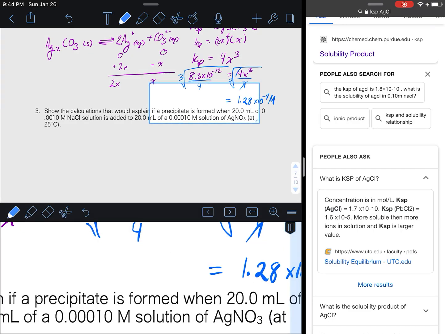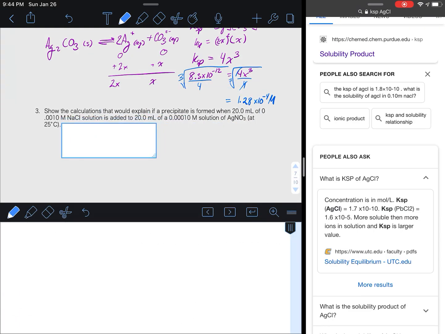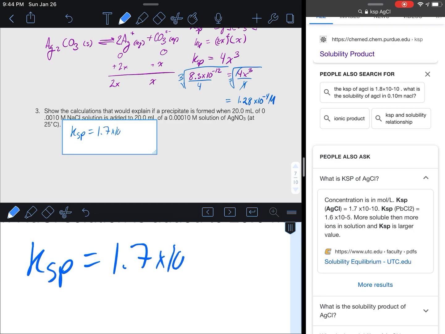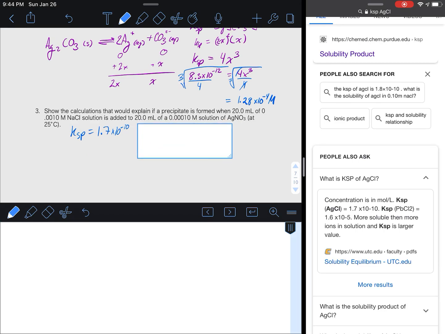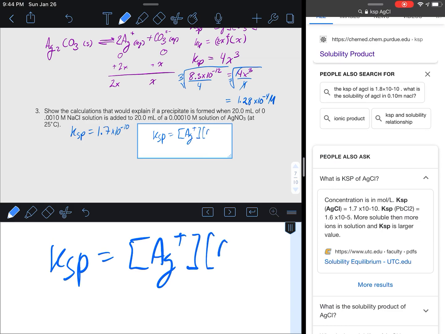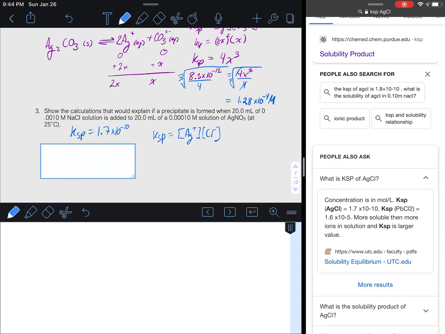I think in this exam I had given all of my students a table of Ksp, so that's why I don't include the number here. So here the Ksp is equal to 1.7 times 10 to the negative 10. And we're talking about Ksp equal to silver times chloride. So we really need to just figure out how much chloride we have and how much silver we have. So is a precipitate formed when 20, and I've always got to do it this way.